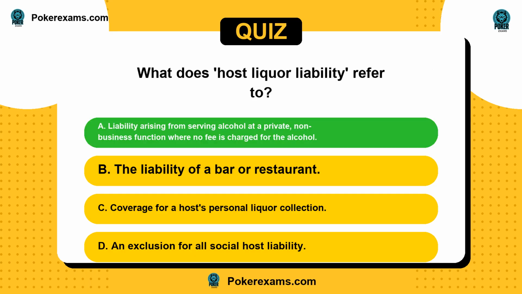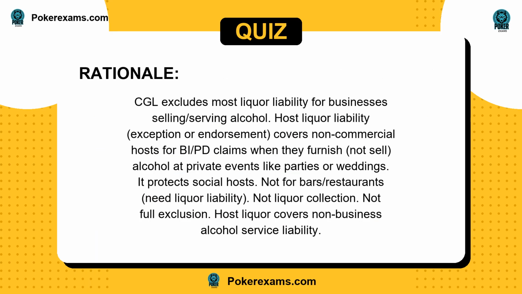The answer is A. CGL excludes most liquor liability for businesses selling/serving alcohol. Host liquor liability, exception or endorsement, covers non-commercial hosts for BI/PD claims when they furnish, not sell, alcohol at private events like parties or weddings. It protects social hosts. Not for bars/restaurants, they need liquor liability. Not liquor collection. Not full exclusion. Host liquor covers non-business alcohol service liability.